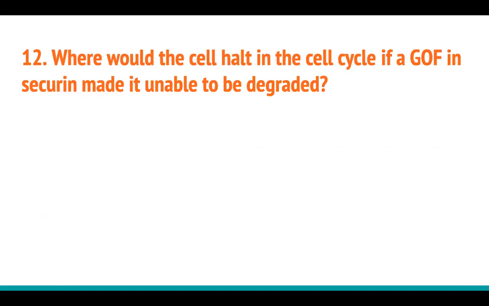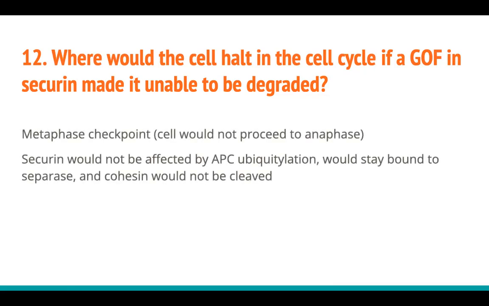All right, one more. If there were a gain of function in securin that made it unable to be degraded, where would the cell halt in the cell cycle? It would hold in metaphase at the spindle assembly checkpoint because it can't let go of separase, so separase can never cleave the cohesin so that the sister chromosomes will never separate. Perfect, yeah. Metaphase checkpoint, so you would get stuck before you go to anaphase.